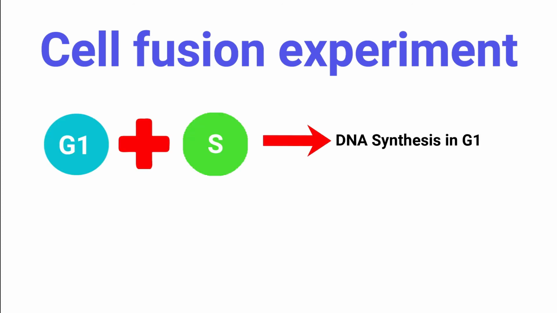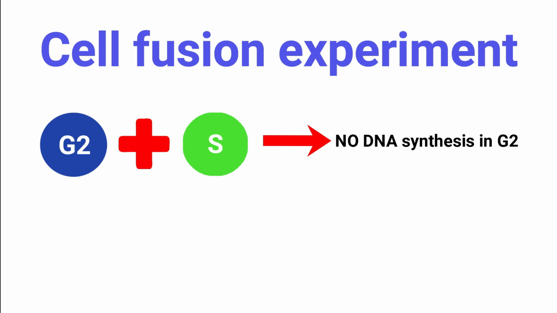Let's check this example. If G1 cells fuse with cells in S phase, what happens? DNA synthesis will begin in the G1 cells. How are these experiments performed? The fused cells are exposed to radio-labeled thymidine. The label was incorporated into the DNA of the G1 nucleus as well as the S phase cells.